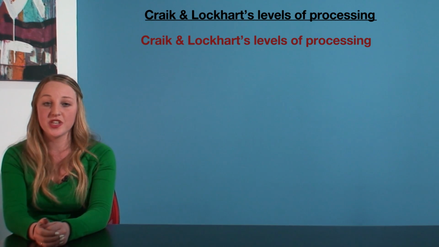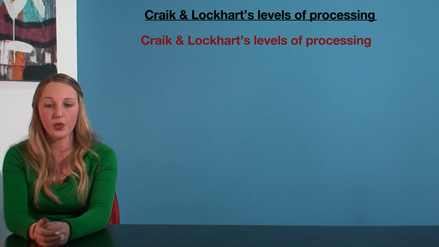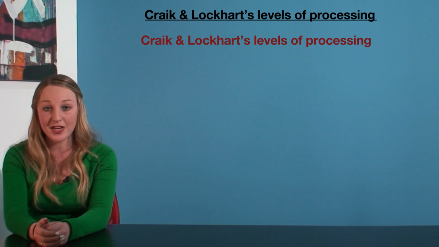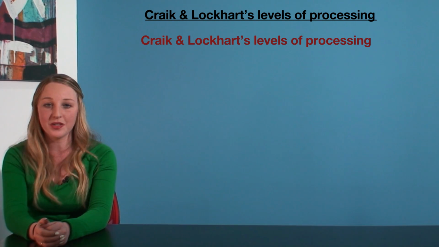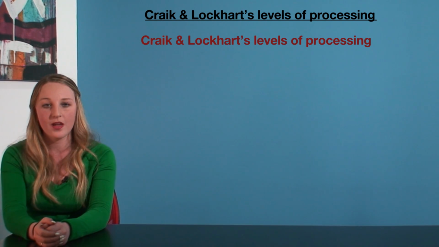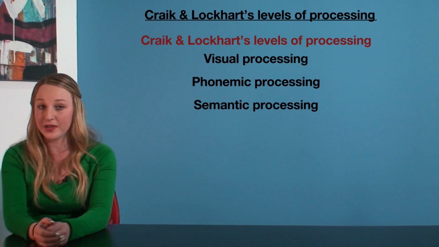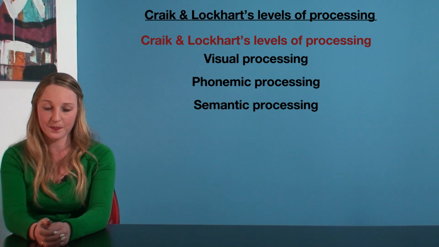Craik and Lockhart suggest that some types of information are more easily remembered than others. That is, how much you remember information depends a bit on how it is encoded into long-term memory. There are three distinct levels: visual processing, phonemic processing, and semantic processing.